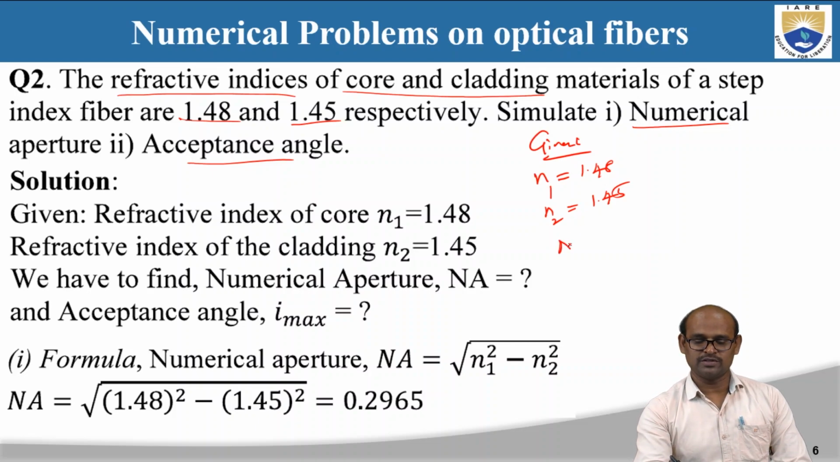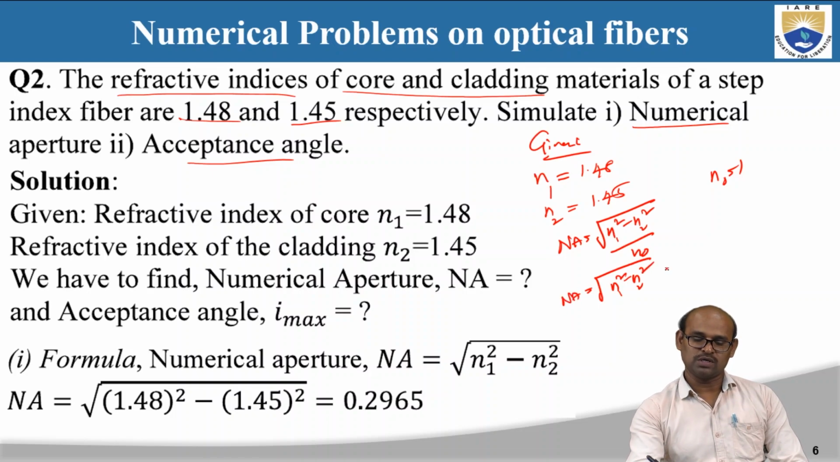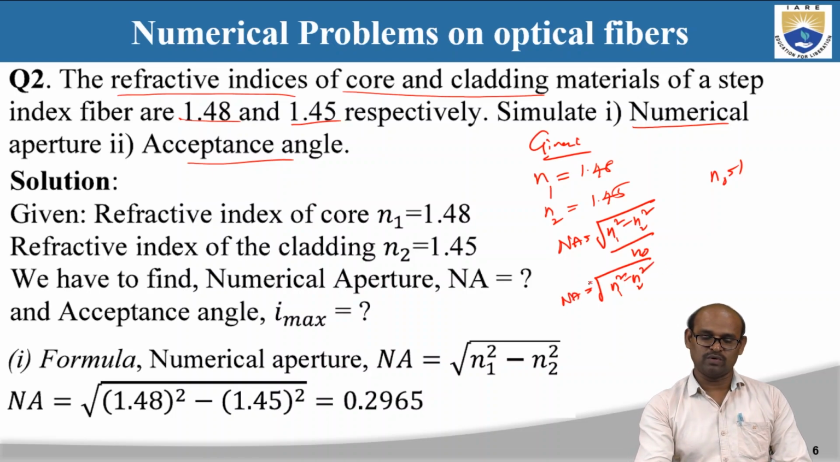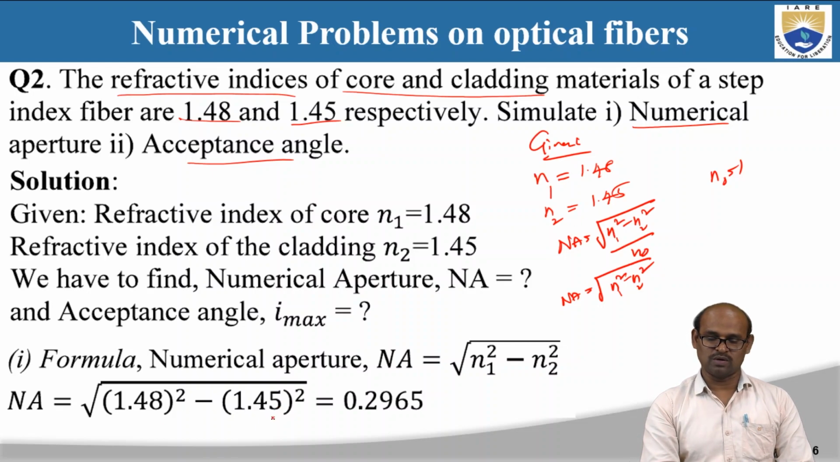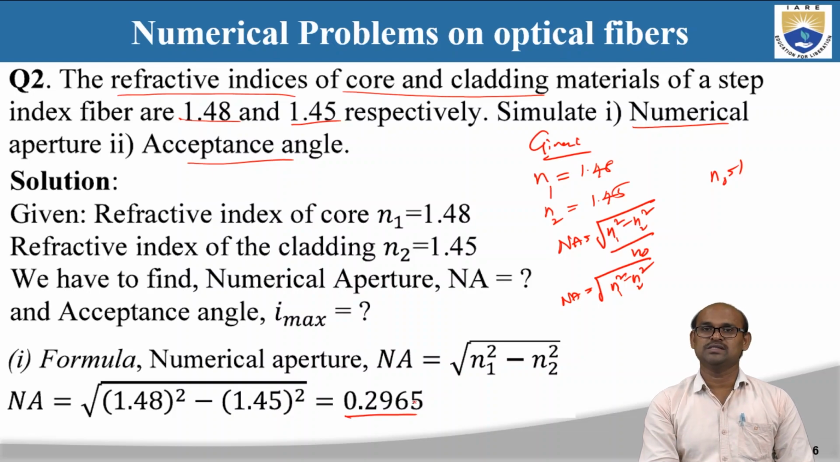We know that the numerical aperture formula is square root of n1 square minus n2 square, divided by n0. But in general, we take n0 as air, so n0 is equal to 1. So that is square root of n1 square minus n2 square. So substitute the values of n1 and n2. n1 is 1.48 square minus 1.45 square. So the numerical aperture is 0.2965.